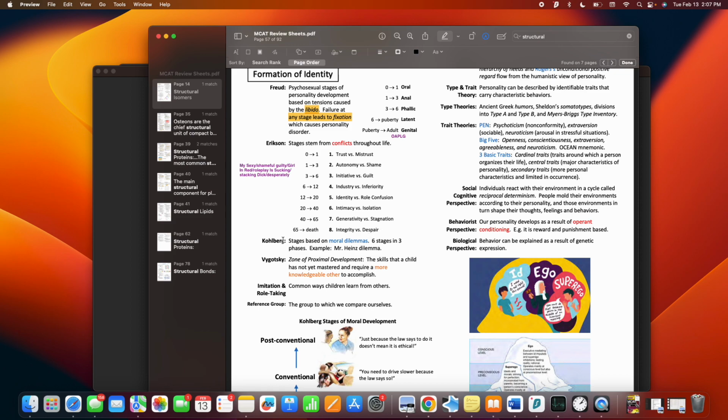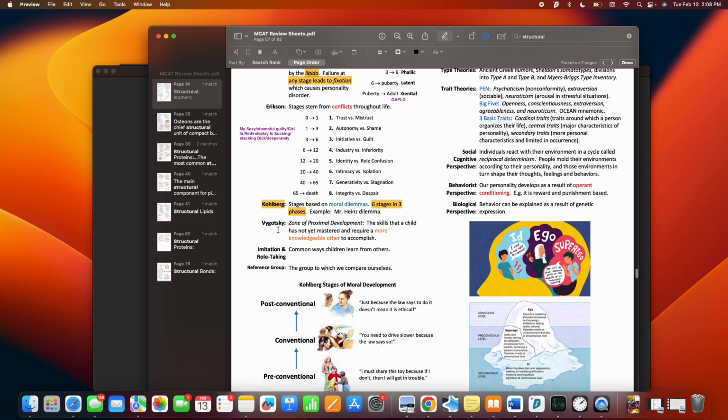Then we have Kohlberg stages based on moral dilemmas, 6 stages in 3 phases. Example, Mr. Heinz dilemma. These Kohlberg ones are tricky. I never get to know them. Like, we need to be able to solve questions based on these, right?